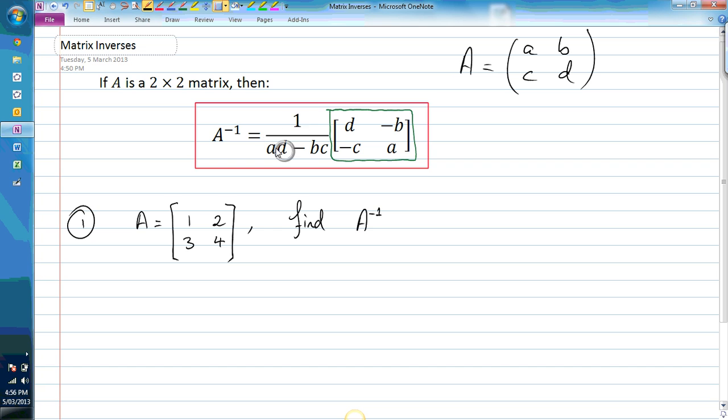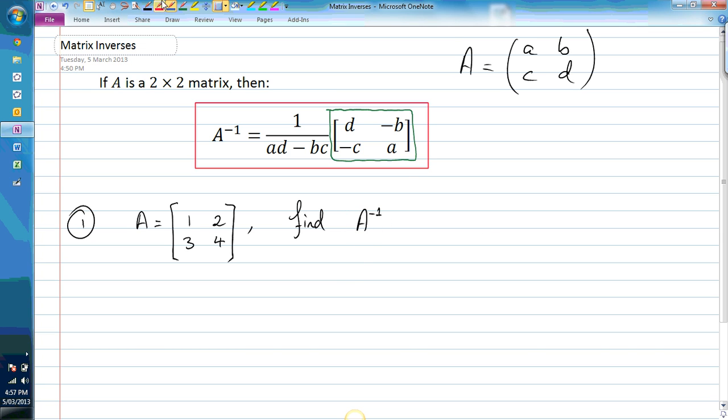The bit where it gets tricky is with this sort of mess out the front, this 1 on AD minus BC. And it's really important that we're up to speed on our order of operations and how to simplify expressions with numerals in them if we want to get this right. So let's have a go at applying this formula to this matrix here. A is 1, 2, 3, 4. We want to find the inverse matrix.